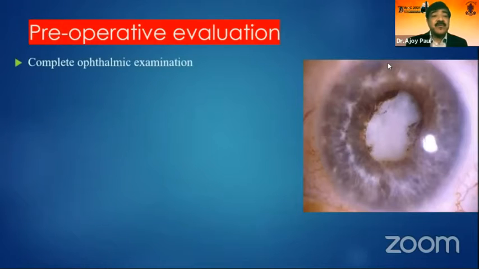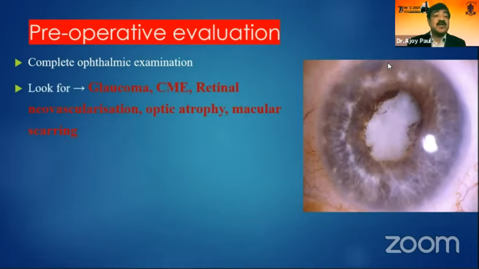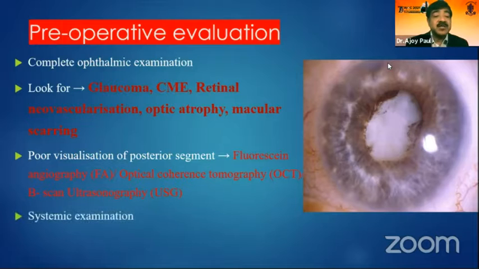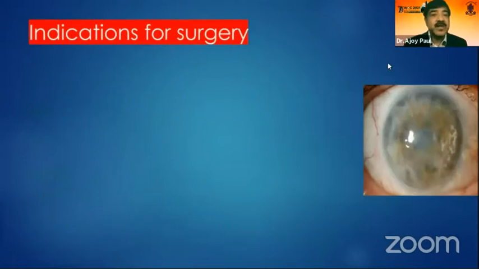But the pre-operative evaluation, the complete ophthalmic evaluation, is what you need. Look for glaucoma, CME, retinal neovascularization, poor visualization. If you cannot see the posterior segment, obviously you need to do an OCT or a B-scan ultrasonography, and a systemic examination and laboratory evaluation. Definitely need to do that.